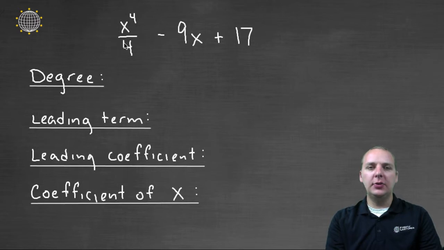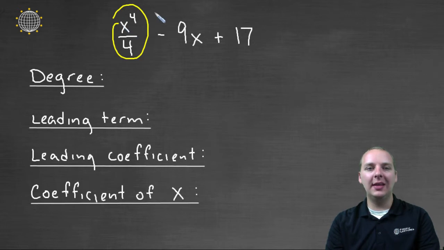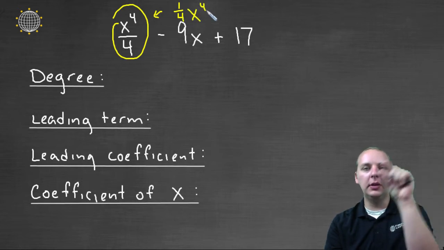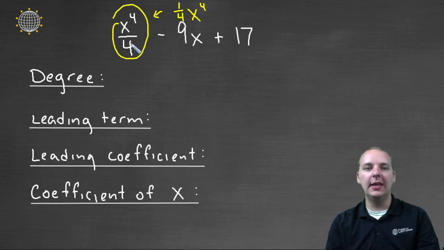All right, the last two are getting a little trickier. This one here, we have x to the fourth over 4 minus 9x plus 17. You may not even really think of this as a polynomial. This first term looks a little strange. It's actually fine. We can think of this leading term as 1/4 x raised to the fourth. Basically take that x to the fourth and pull it out of the numerator and put it at the end, multiplied by 1/4. So that's how we could think of this leading term here.